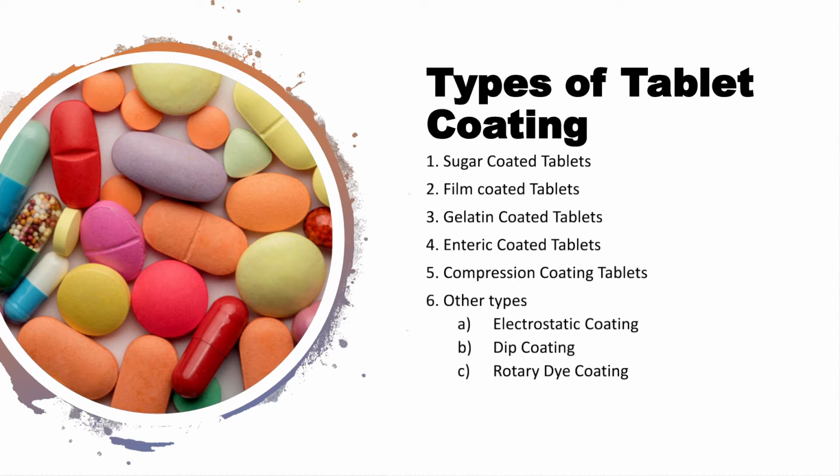They are basically divided into 6 types. The first is the sugar coated tablets. This is one of the oldest methods, which actually started the process of coating. So it is the sugar coating process. As the name suggests, the tablets are coated by sugar or sucrose.